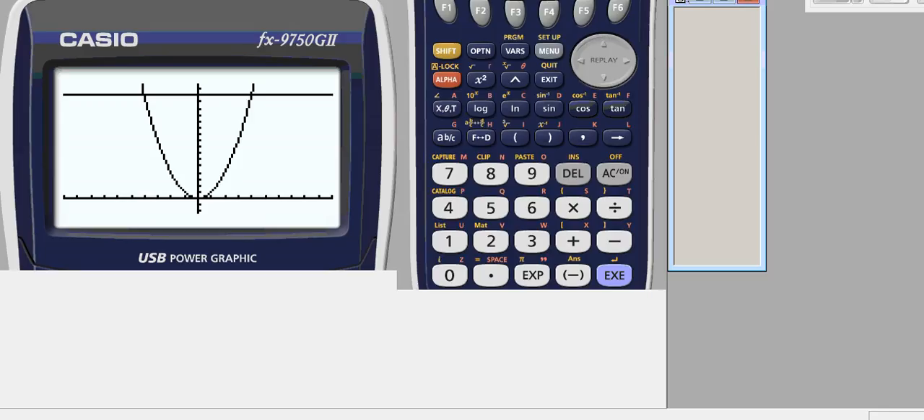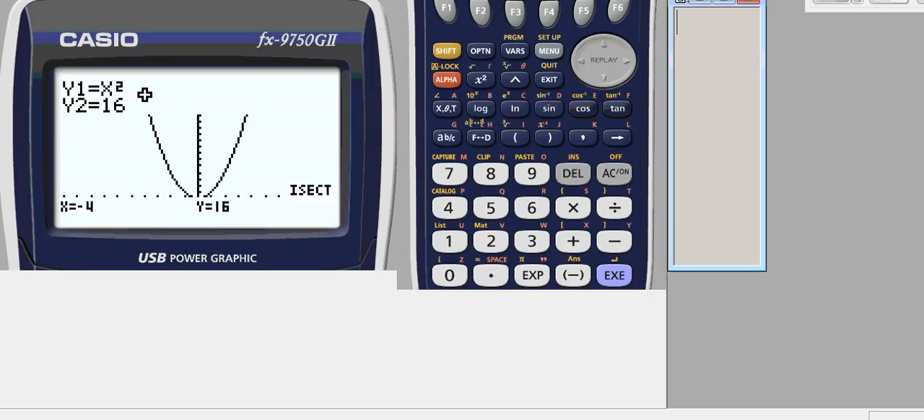Now, if you're solving by graphing, you're just looking to see where they intersect. So they intersect at these two points right here. Your calculator could give those to you if you just push G-Solve on a Casio. And we want the intersection, so that's F5. It gives you one of them, -4, 16, and then the other one is +4, 16.